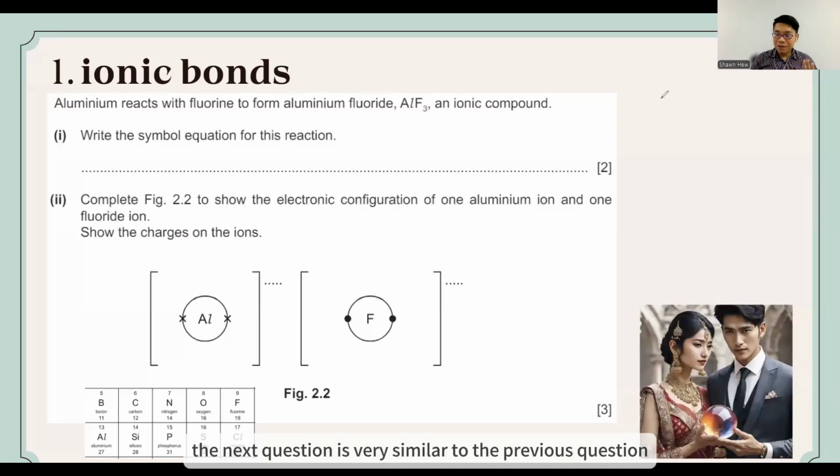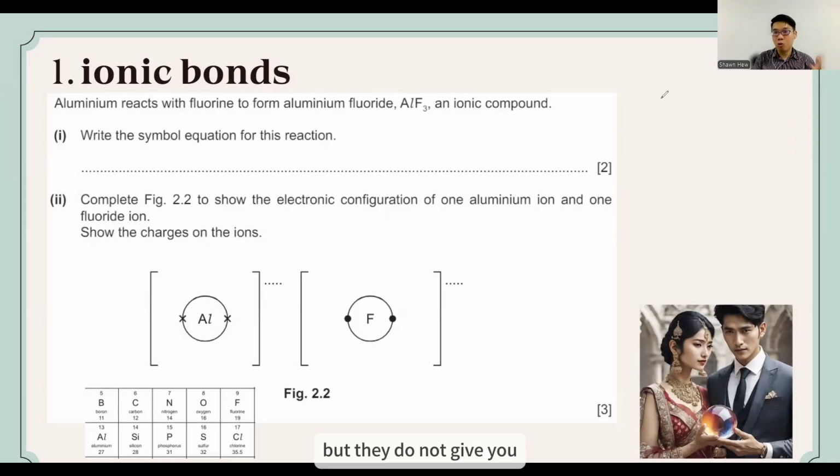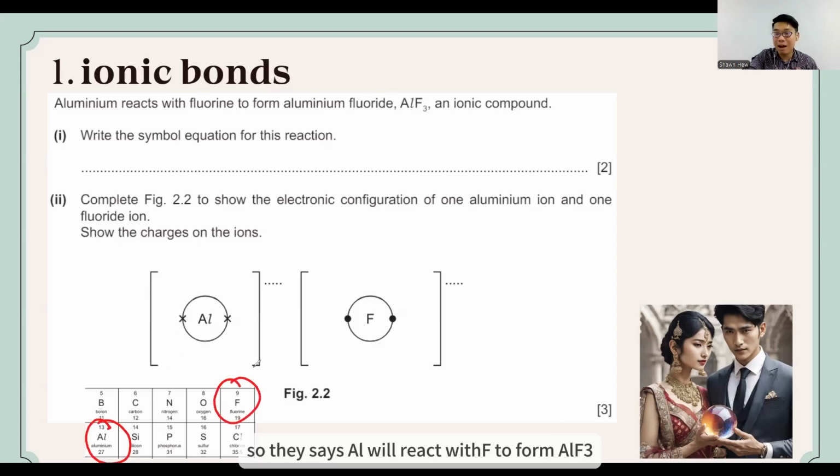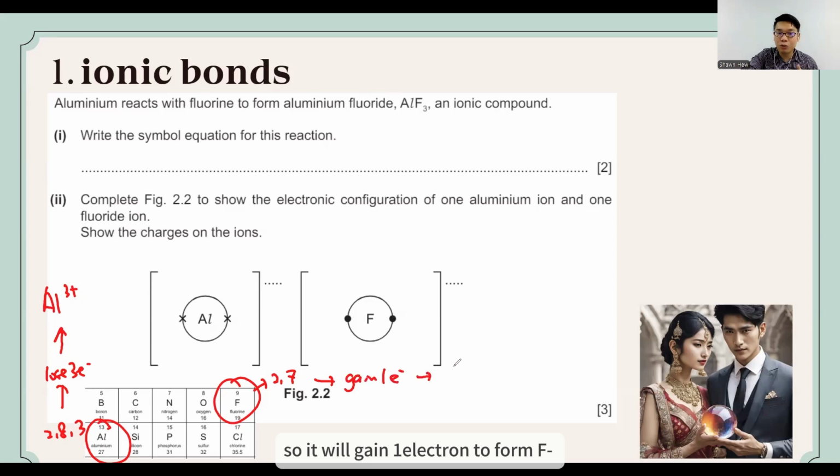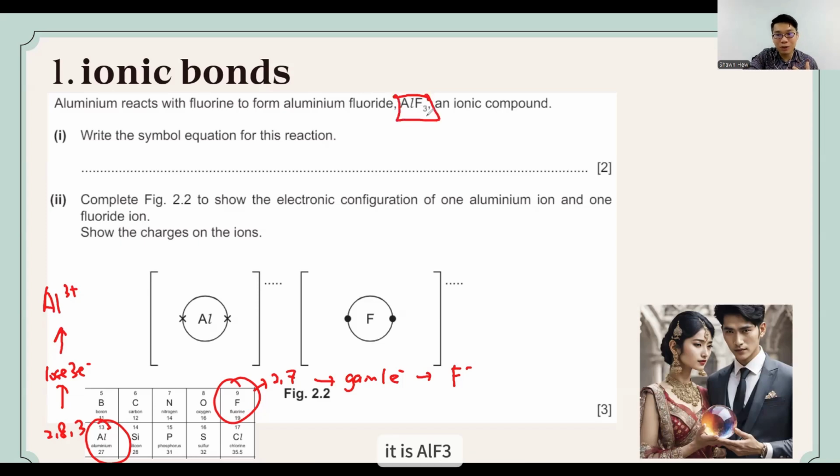The next question is very similar to the previous question, but they do not give you the original structure of aluminium and fluorine. So we must refer back to the periodic table. So they say aluminium will react with fluorine to form AlF3. Aluminium initially, the electron arrangement is 2, 8, 3. It will lose 3 electrons to form aluminium 3 plus. Fluorine initially is 2, 7. So it will gain 1 electron to form F minus. So they already tell you it is AlF3, very good.